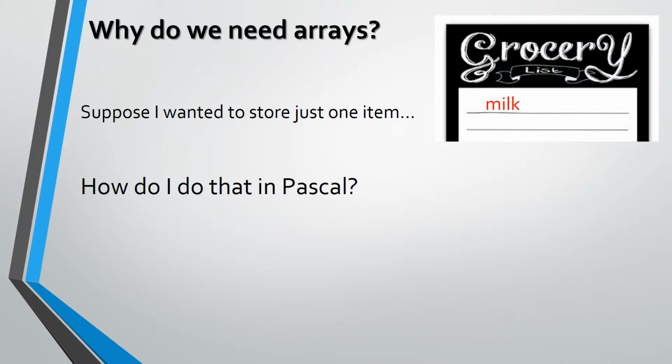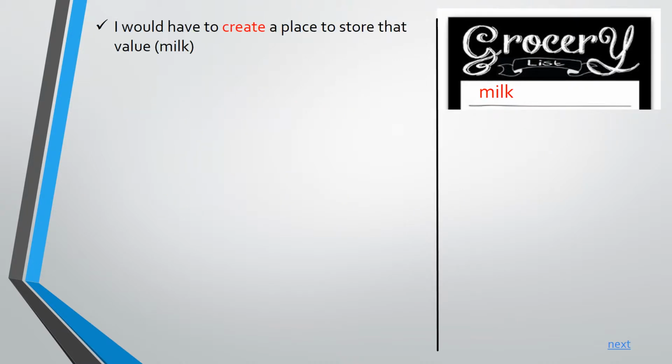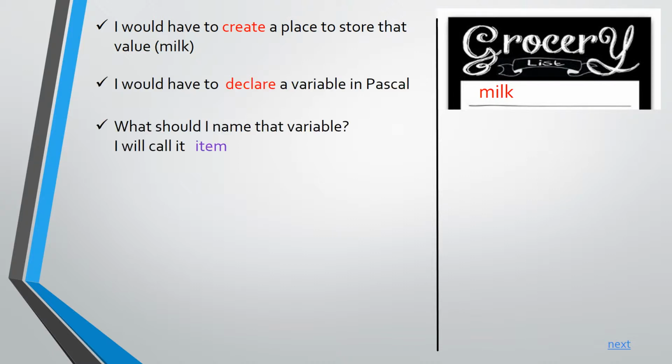With why do we need arrays? I brought back the picture of a grocery list and I just put the word milk alone. Suppose I wanted to store one item. How do I do that in Pascal? I would have to create a place to store that value milk. I would have to declare a variable in Pascal.